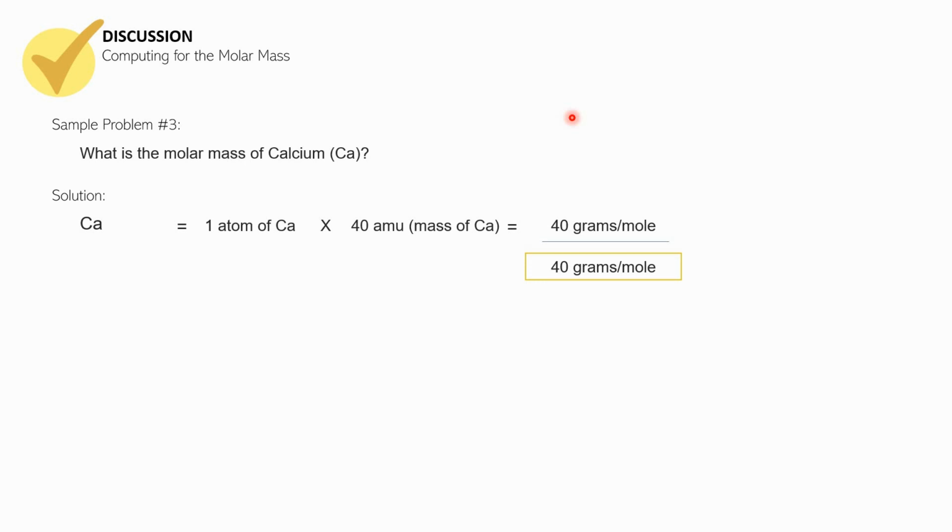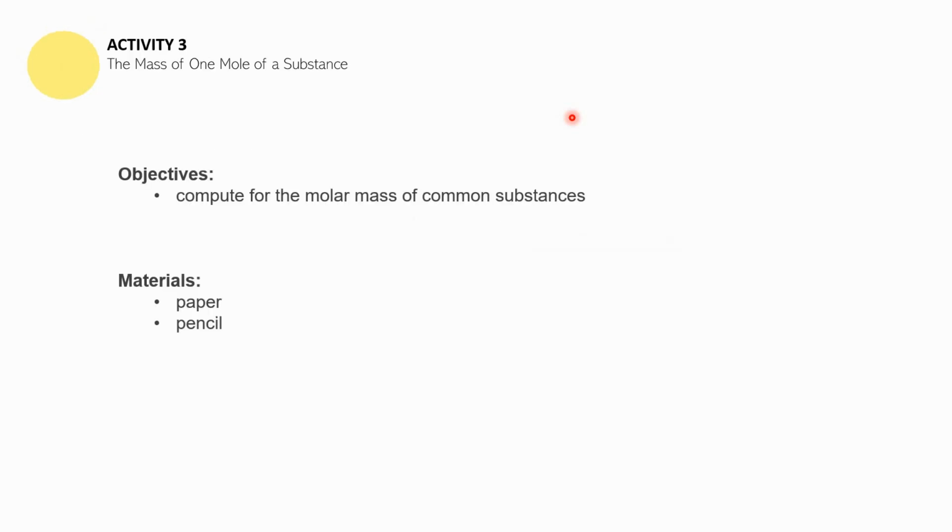And so we're done with our discussion for the computation of the molar mass. So I hope that you kept up. Okay, so we had 3 sample problems, and I hope that you were able to note the process. Okay. The next part of this session is activity number 3, the mass of 1 mole of a substance. So now, say for instance, you were given 1 mole of a particular substance.